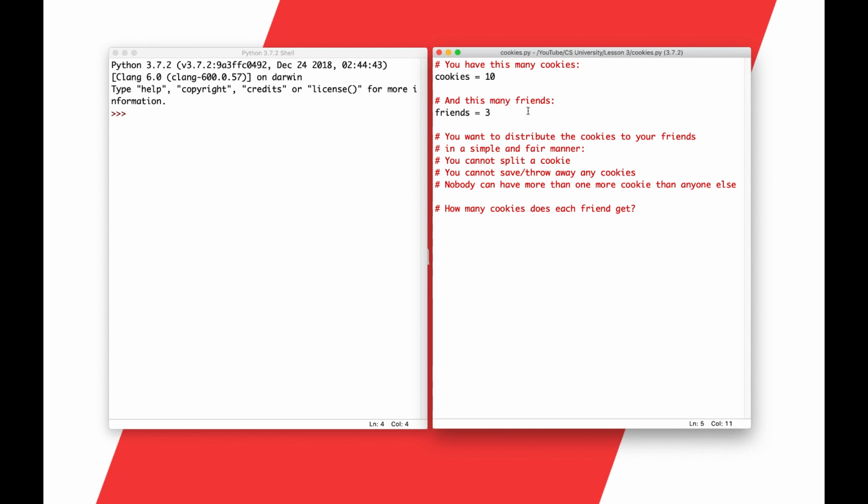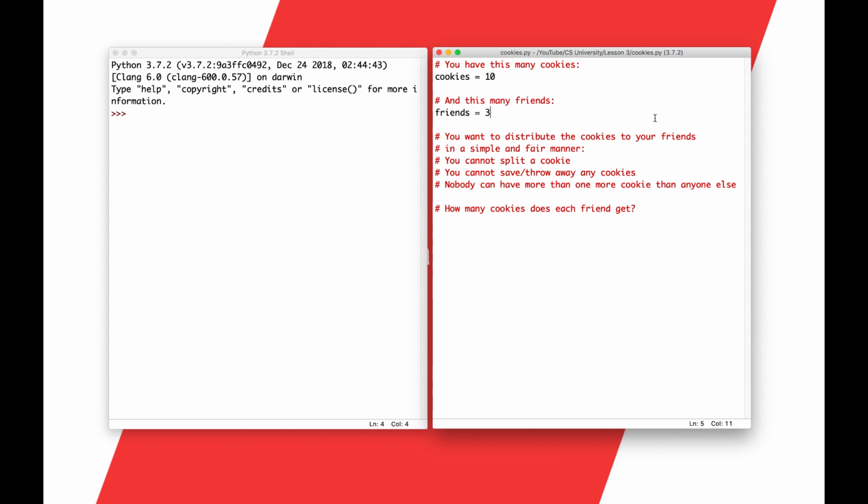Now this is just one example, and if we write our code well, we should be able to change these numbers however we want and get the correct answer. But for now, let's just stick with 10 cookies and 3 friends so that we can think through the ideas, and then we can change them later and try stuff out. So we have this many cookies, and we have this many friends.